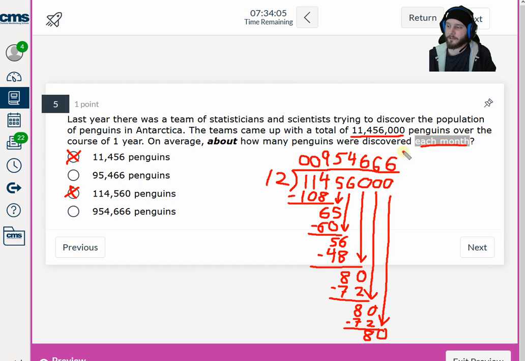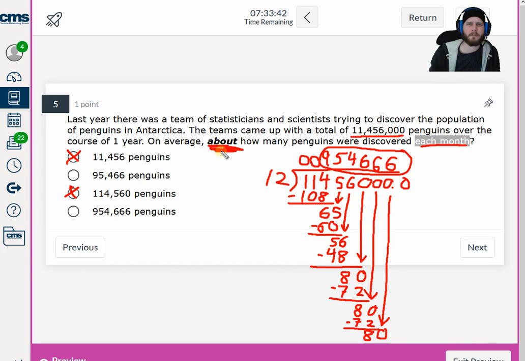So my answer is going to end up being, and because it said about, we know that this is going to repeat. If you wanted to add a decimal and some zeros, it's going to keep repeating the 6. That 6 is going to continue happening forever and ever. So it says about. That tells me it doesn't want the exact decimal amount. After all, you can't discover 0.6 of a penguin. It's not really a thing.